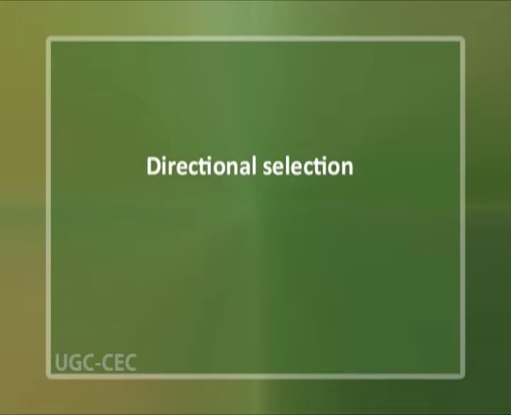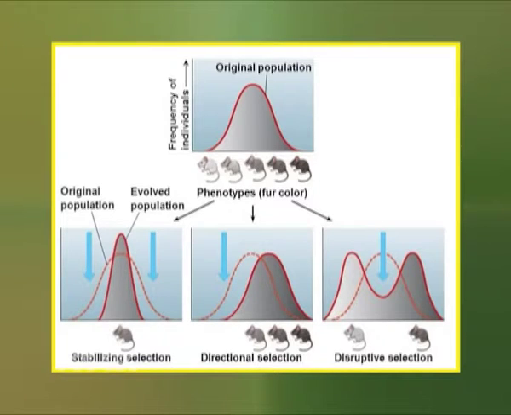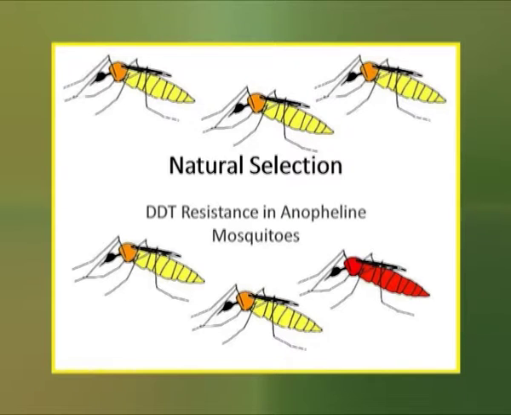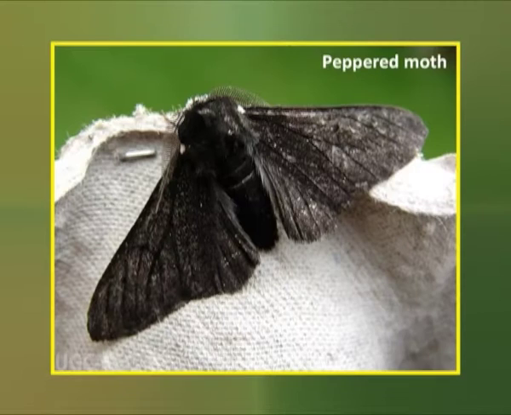Number 1, directional selection. In directional selection, one extreme of the trait distribution experiences selection against it. The result is that the population's trait distribution shifts towards the other extreme. In the case of such selection, the mean of the population graph shifts. For example, evolution of the DDT-resistant insects and industrial melanism in the peppered moth.